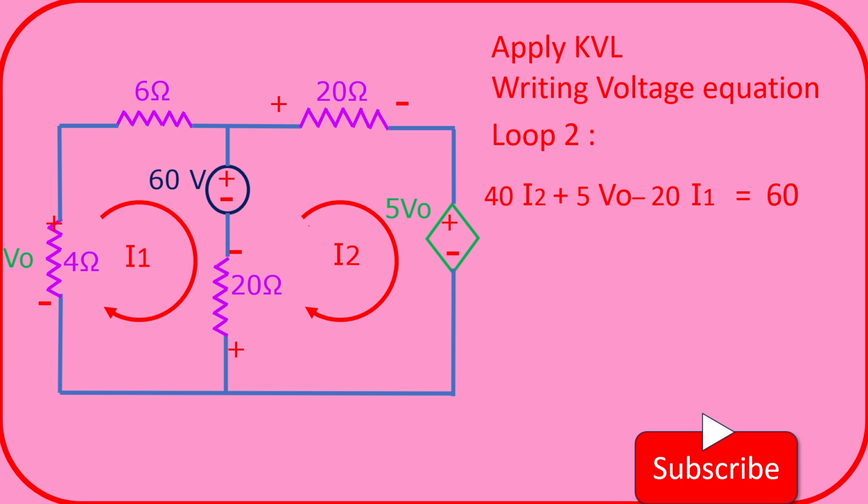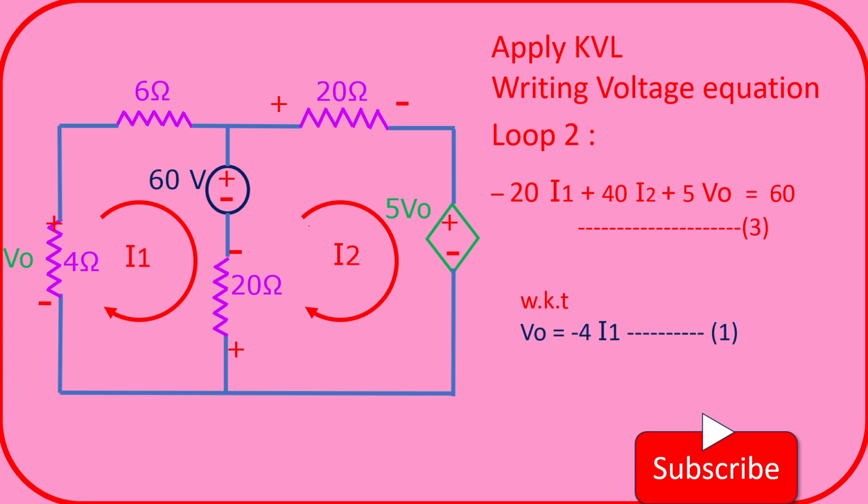And we are bringing this 60 to the right hand side. Once again we rearrange the terms in the proper order, that is I1, I2, V0, like that. So it is minus 20I1 plus 40I2 plus 5V0, that is equal to 60. This is our third equation.